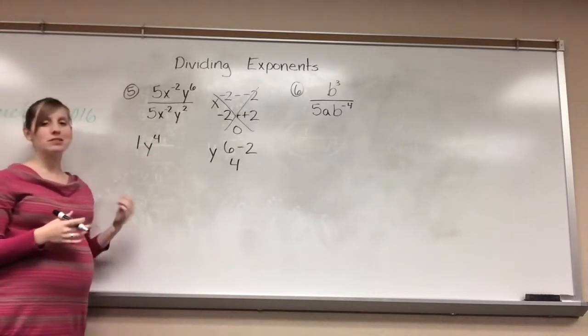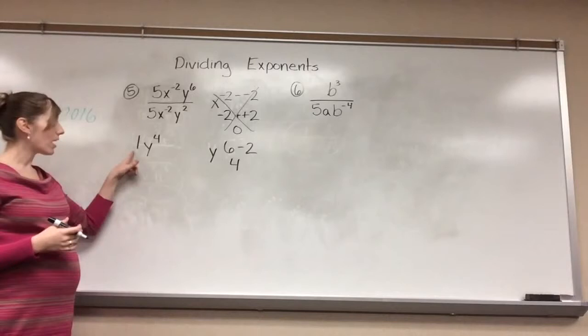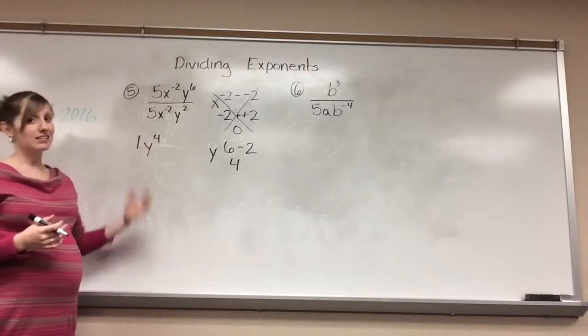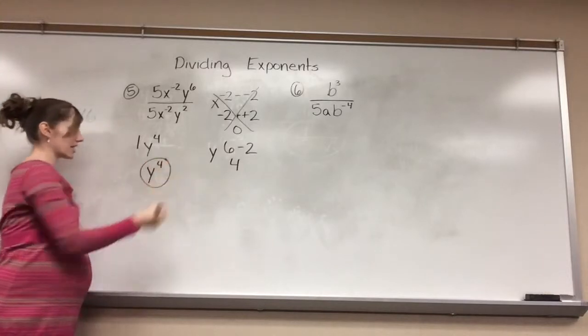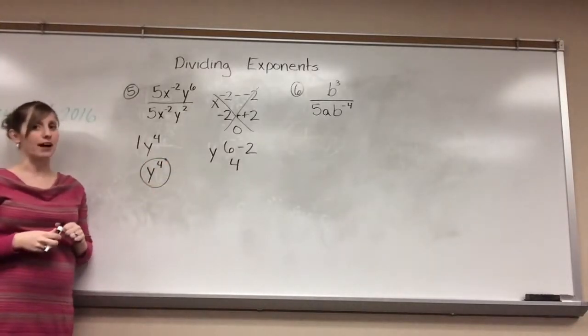But remember, they will simplify this a little bit further. 1 times y to the 4th is the same thing as just y to the 4th power. So this is how they would write the answer for problem number 5.